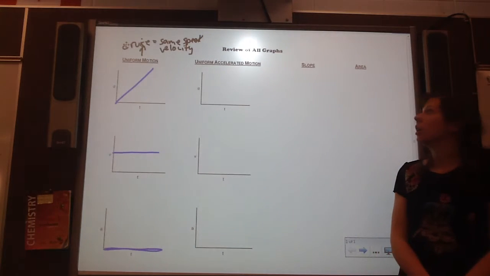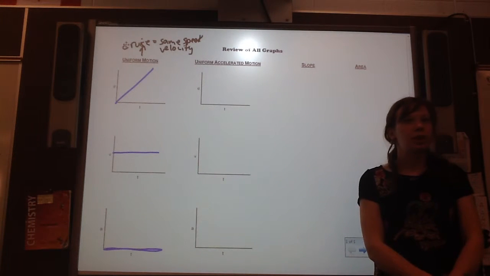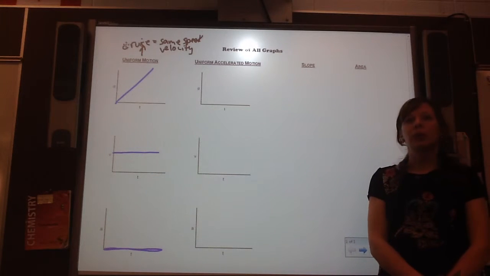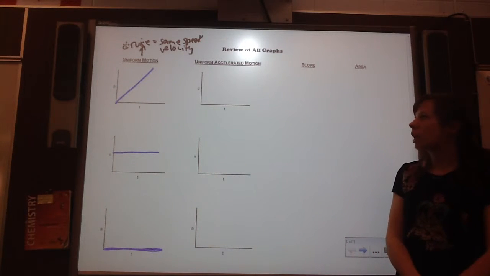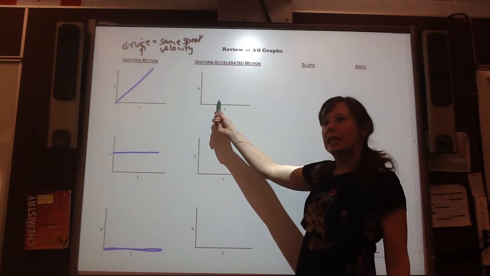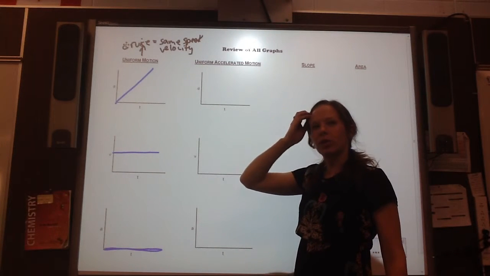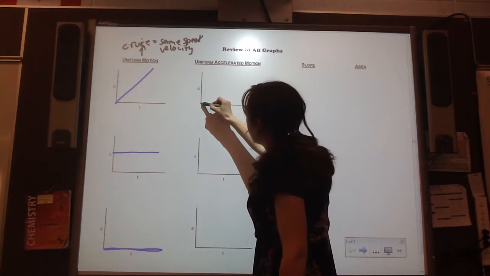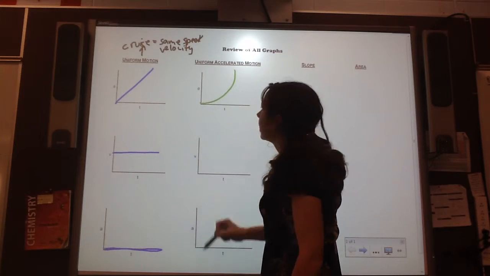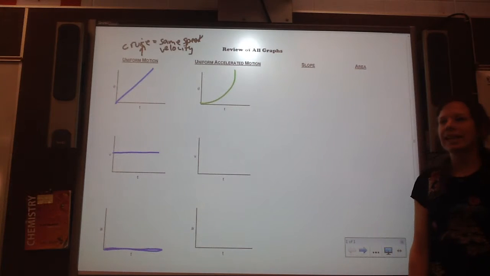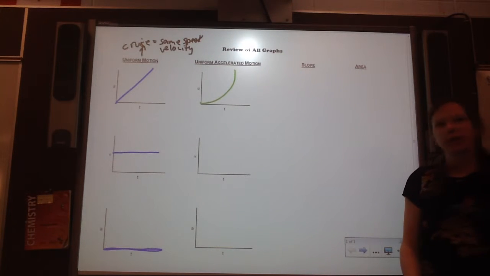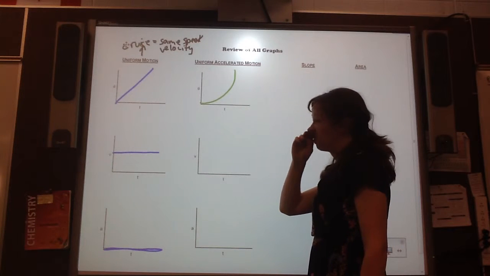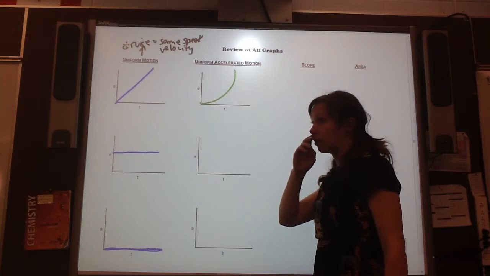Now, please listen. This is very important. Uniform accelerated motion. What does an object look like on a dt graph that's accelerating? We just did this one today. It goes up like that, right? So that's accelerating. If it was a negative acceleration, does it have to have that little curve? It has to be curved.